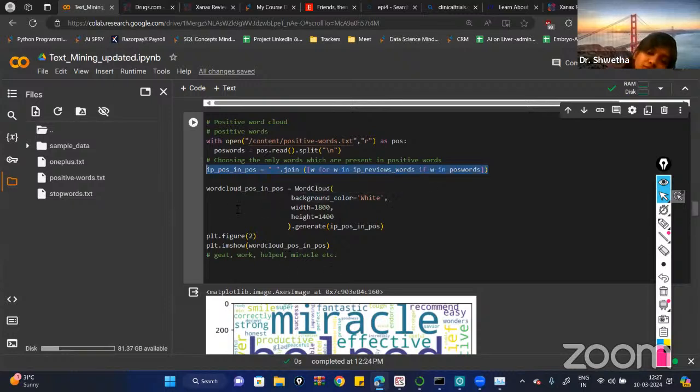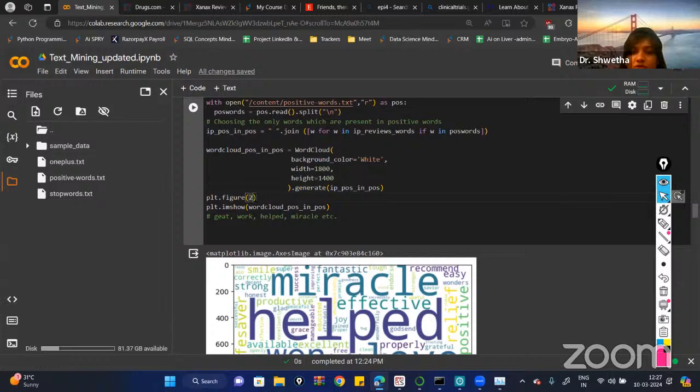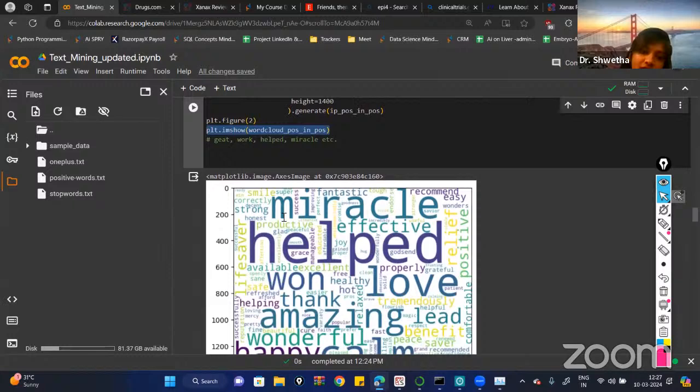So this is the word cloud. Initiating the function WordCloud, background color we asked it to be white, width should be 1800, height should be 1400, then generating the word cloud with this data. All this will have only the positive words in the reviews. So plt.figure of 2, plt.imshow of word cloud. So it will create another figure and show a word cloud.